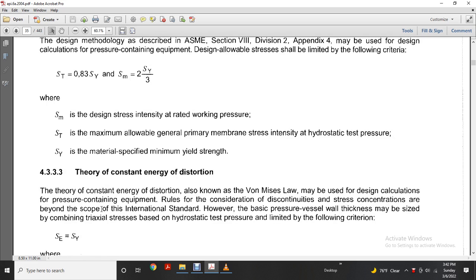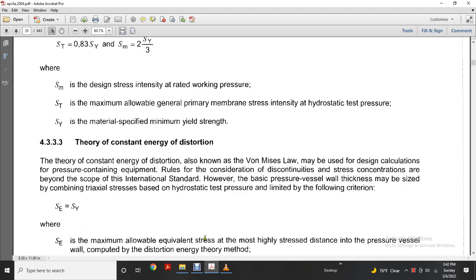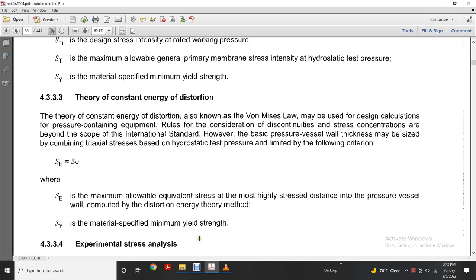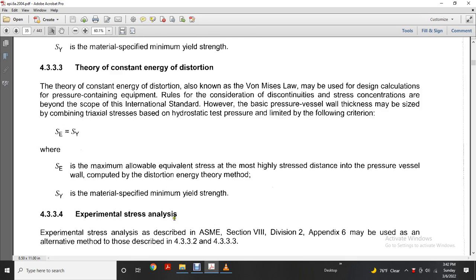Theory of constant energy distortion, also known as the von Mises law, may be used with the design calculation of pressure containing equipment, with consideration of discontinuity stress concentration. Beyond the scope of the international standards, however, the basic pressure vessel wall thickness may be sized applying triaxial stress based on the hydrostatic test pressure, limited to the following criteria. Maximum equivalent stress, the highest stress for internal pressure vessels, computed by the distortion energy method, shall be equal to the material specified minimum yield strength.